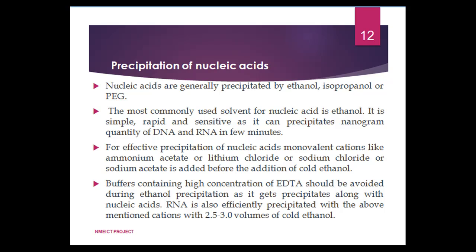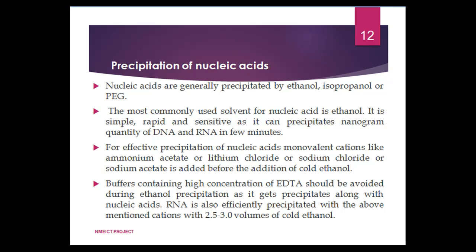Next, we come to the methods of precipitation of nucleic acid. Nucleic acids are generally precipitated by ethanol, isopropanol, or PEG. The most commonly used solvent for the nucleic acid is ethanol. It is simple, rapid, and sensitive, as it can precipitate nanogram quantities of DNA and RNA in a few minutes. Residual ethanol can be easily removed by air drying or vacuum drying the pellets for a few minutes. DNA concentration as low as nanogram can also be easily precipitated under standard conditions.